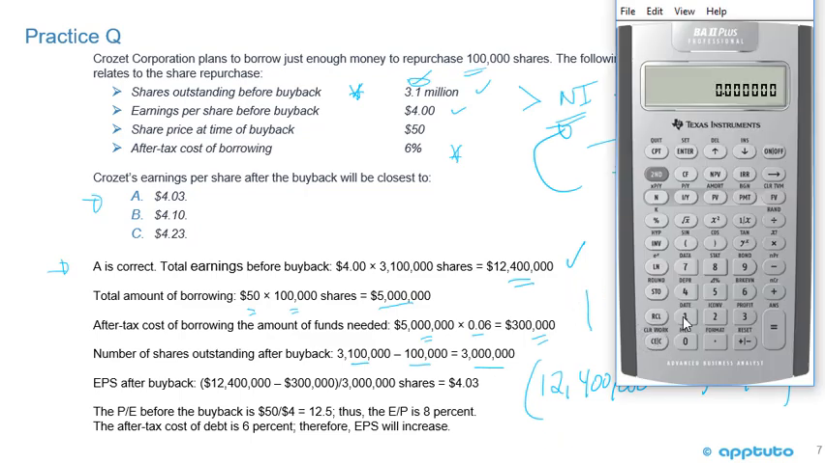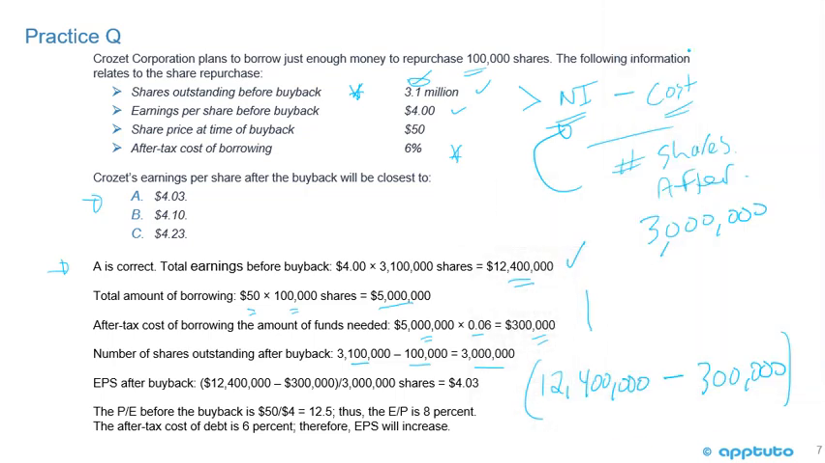Okay. So let's just bring up the calculator on that. It's going to be 12,400,000 minus our 300,000. And we're just going to divide by our 3 million shares, which are outstanding after the share repurchase. And indeed, I've got the correct answer, $4.03. The correct answer is A.